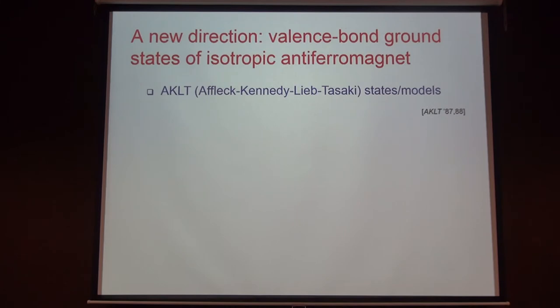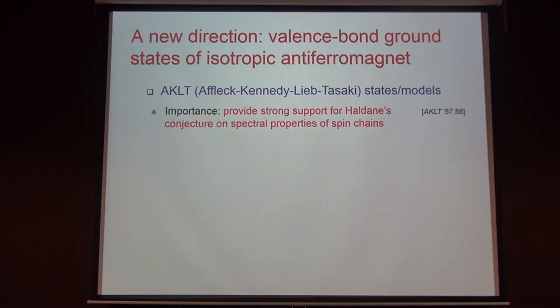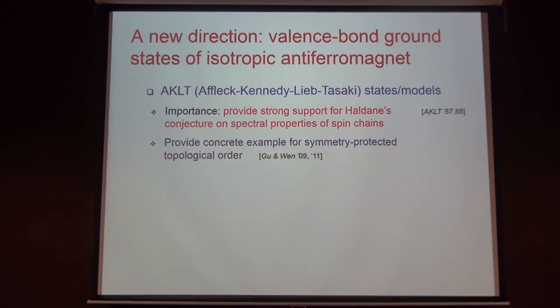In fact, if you consider the three-dimensional cluster state, it can be used to perform quantum computation in a way that simulates topological quantum computation, which actually gives quite a high error threshold. But let me focus on the AKLT state. I think the importance of the AKLT state initially was that in one dimension it provided strong support for Haldane's conjecture on spectral properties. For example, the spin-1 Heisenberg chain has a gap. And recently the AKLT state is a concrete example of symmetry-protected topological order.